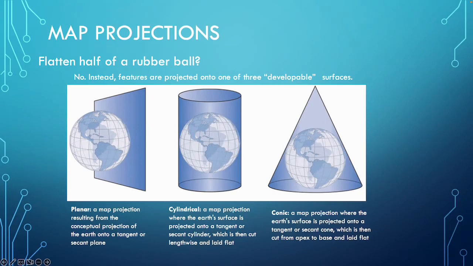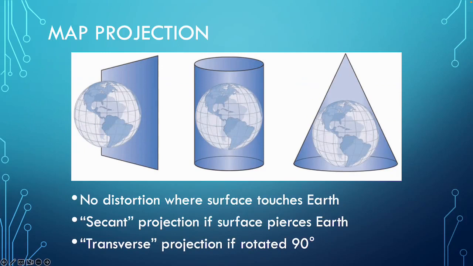So this is often used for that kind of a map. These are three basic ways of cutting these. There's a couple of things to note about map projections. There is no distortion where the surface touches the Earth. But as I said, in a lot of cases, that's just a single line. There's not going to be a lot of area that is free from distortion.